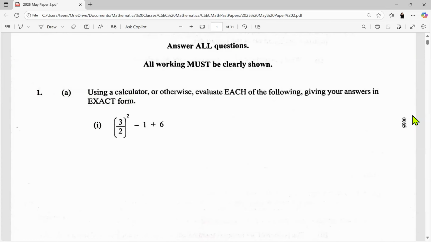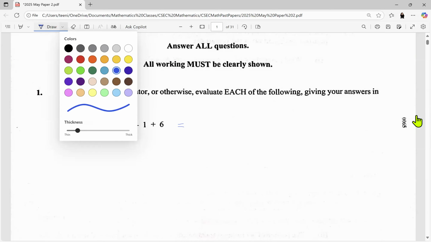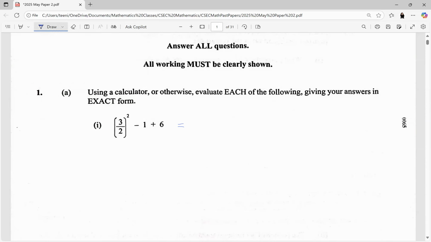So how would I do 3 over 2 squared? What does that literally mean? What do you guys think? Yeah. So 3 over 2 squared is 3 over 2 times 3 over 2. Any number squared literally means that number multiplied by itself, right? So when you are squaring a fraction, you square the numerator and you square the denominator. So 3 squared is 3 times 3, which is 9, and 2 squared is 2 times 2, which is 4.